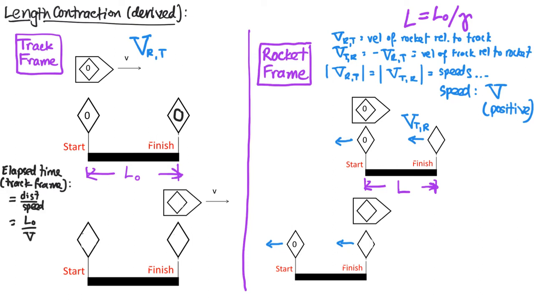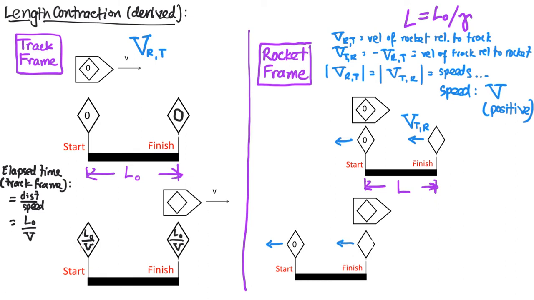The first thing that we'll do is notice that in the track frame, we want to find the readings on these two clocks. In the track frame, the elapsed time is going to be equal to the distance traveled by the rocket, which is L naught, the full length of the track, divided by the speed of the rocket. And we just said the speed we'll call v. So in these clocks, we can write L naught over v, because that is the elapsed time in the track frame, right? Both of those clocks started at 0. This amount of time has elapsed, so the new reading will be 0 plus L naught over v, which is just L naught over v.